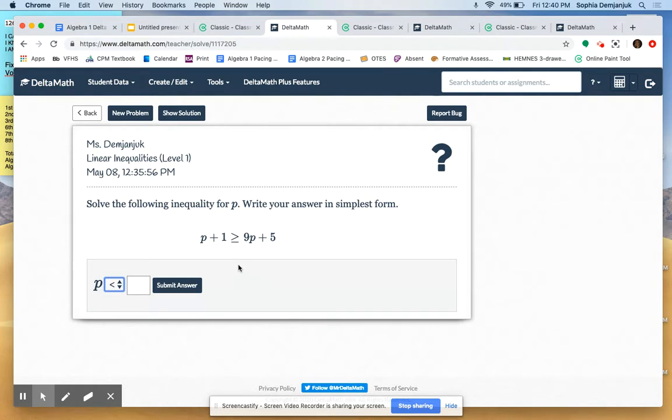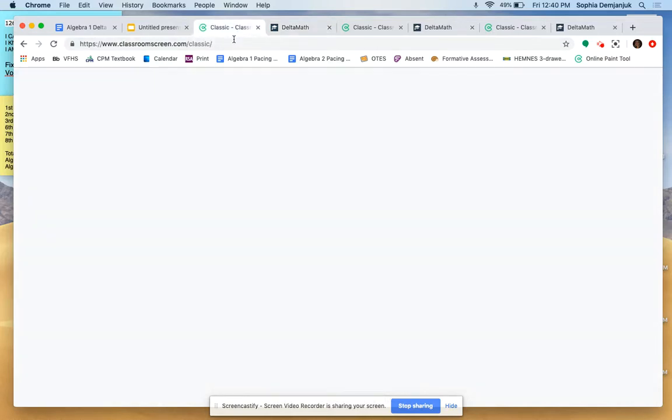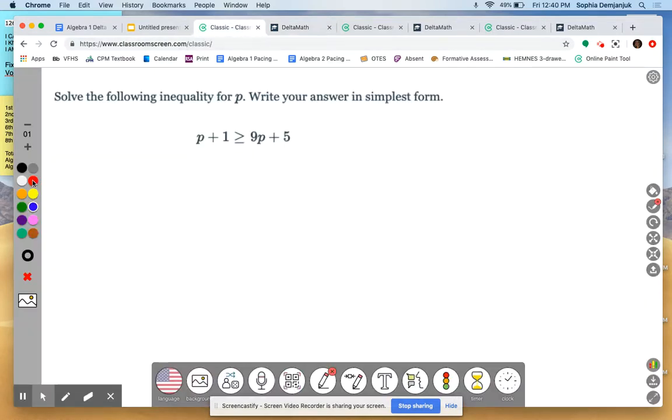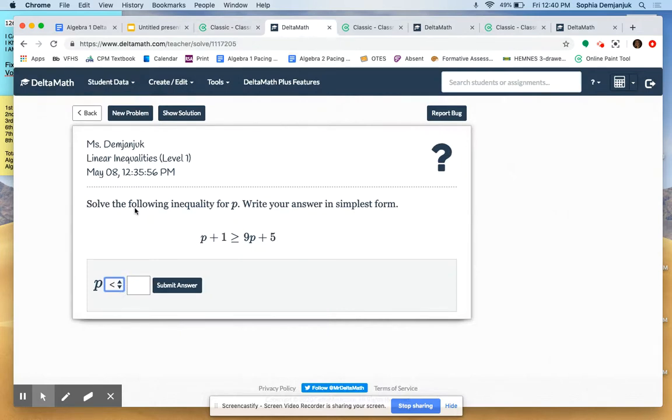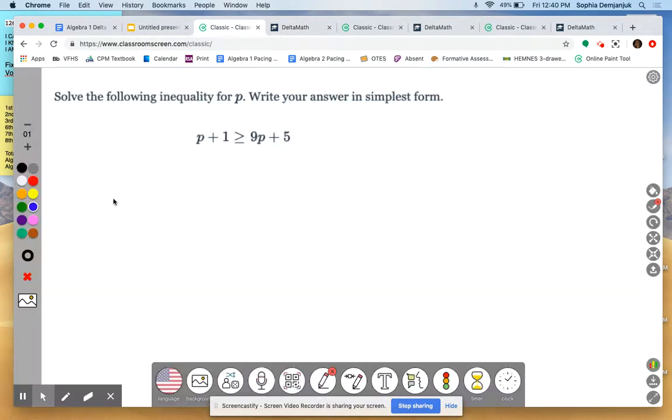So to make it easy on myself, whenever I'm solving this by hand, I'm just always going to get my letters to the left and my numbers to the right. So in this first example, I have p plus 1 is greater than or equal to 9p plus 5. I'm going to take my 9p and get it to the other side. 9p is positive, so to get it to the other side, I will subtract.